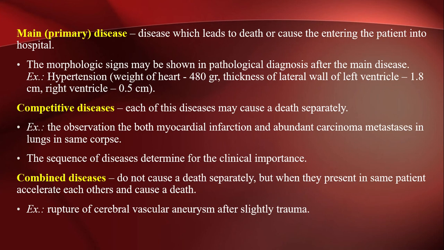Competitive diseases. Each of these diseases may cause death separately. For example, the same patient has both a myocardial infarction and abundant carcinoma metastasis in the lungs. When we do the autopsy, we find these two features. The sequence of diseases is determined by clinical importance. Combined diseases do not cause death separately, but when they are present in the same patient, they accelerate each other and cause death. For example, the rupture of a cerebral vascular aneurysm after slight trauma.